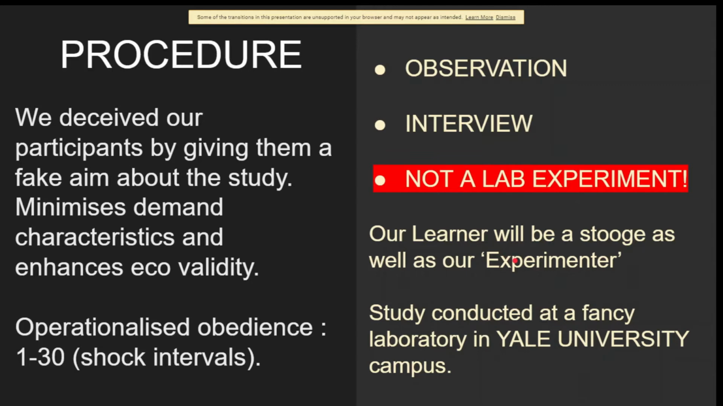The man who is posing as our experimenter is a 32-year-old biology teacher and he has a stern manner. And our learner is an Irish American man who is well likable. It was important that our learner was well likable. You can imagine if the learner was someone frustrating or annoying, then we would reduce validity because our participant might just shock him because they're upset by him, right? The study was conducted in a fancy laboratory on the Yale University campus.